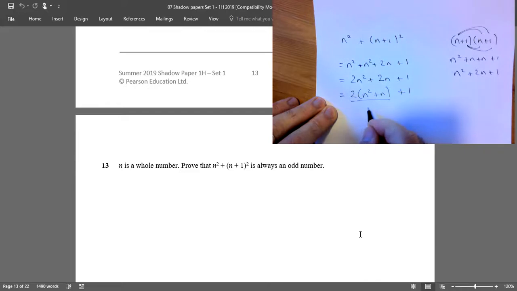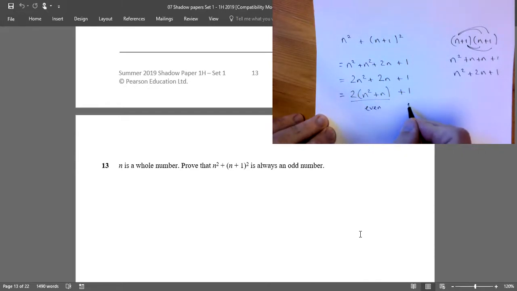So this is even, as it's a multiple of 2, and this is odd, and an even plus an odd always equals odd. So therefore we've proven that it will be an odd number.